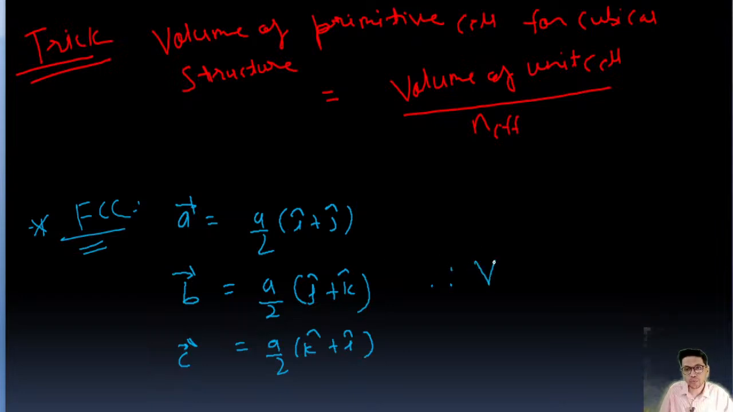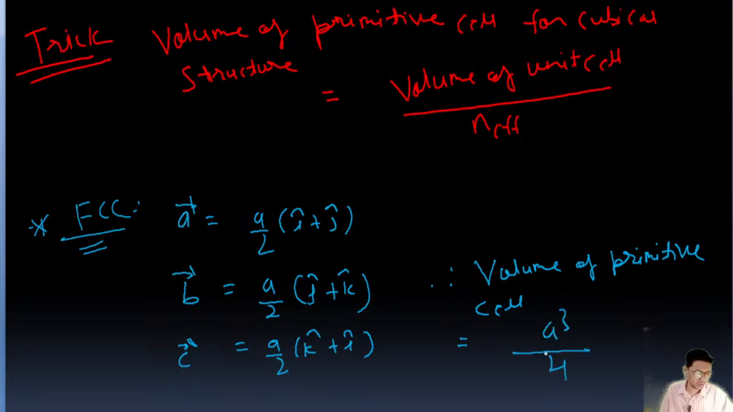Now the volume of the primitive cell we can directly get by this trick. The volume of the unit cell is a cube, upon n effective, which for FCC is 4. So this is a cube by 4. This is the primitive cell volume for the FCC structure. Very easy.